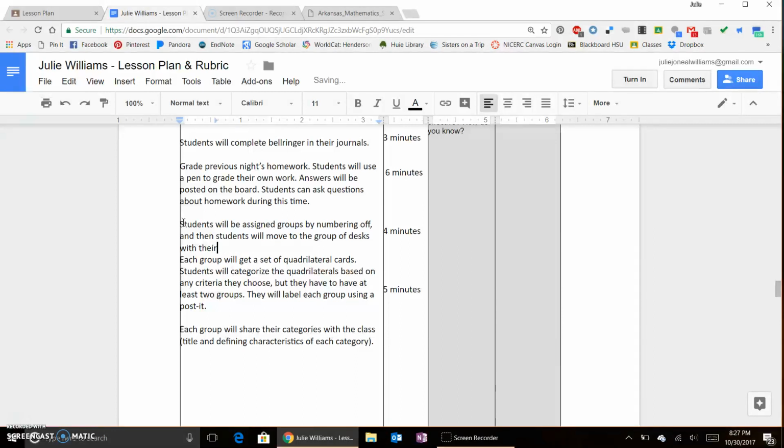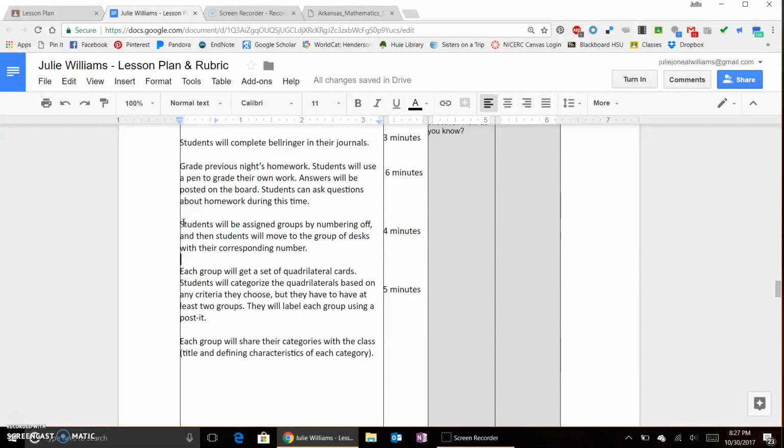With maybe their corresponding number. Notice, I'm anticipating a problem here. Knowing, okay, I can label table 1, table 2, table 3, so students will know. I'm anticipating that problem of where they need to go. That's not going to take 4 minutes. That needs to go down here. This is going to take maybe 1 minute.